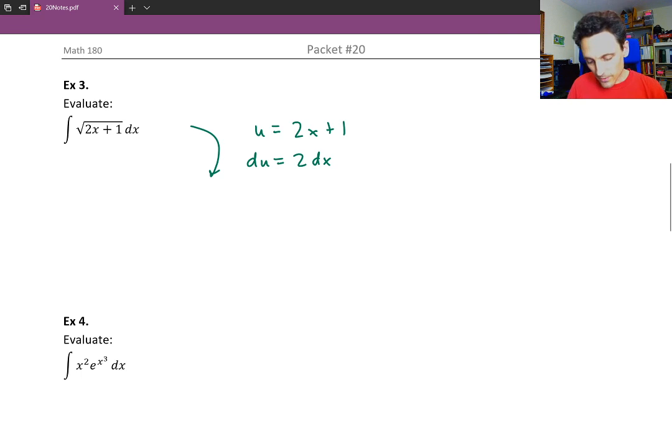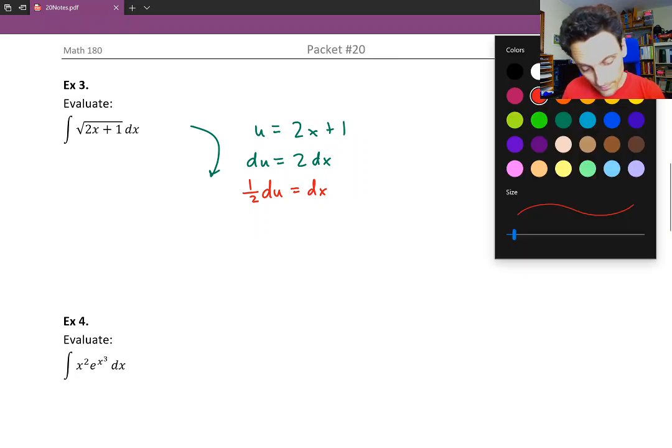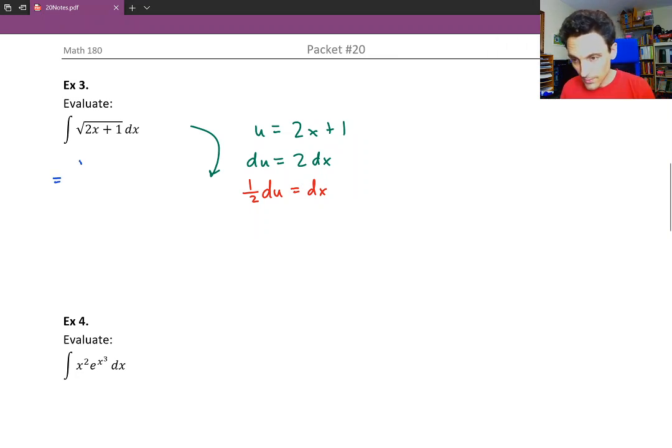Now the thing is, we don't see a 2 dx to replace, we only see a dx to replace in our integral. So what we can do is take that 2 and divide both sides by 2. We'll have 1/2 du equals dx. So now we can replace the dx with 1/2 du. The integral then becomes, I'm going to write u to the half, so the square root of u would be u to the half, just to get set up for finding the antiderivative. And then times 1/2 du.